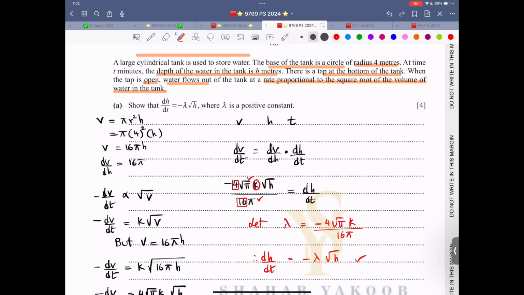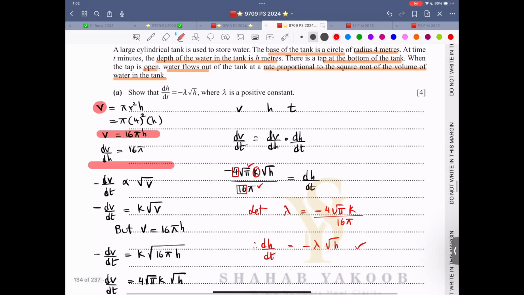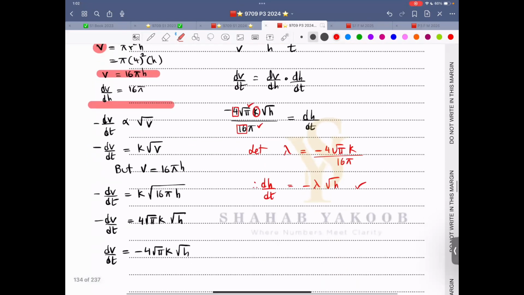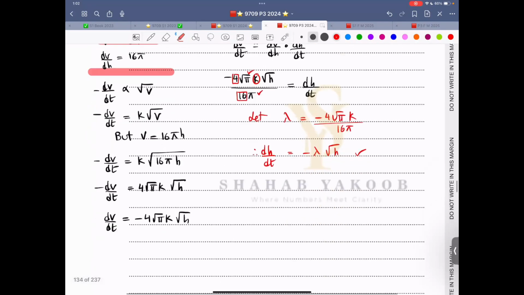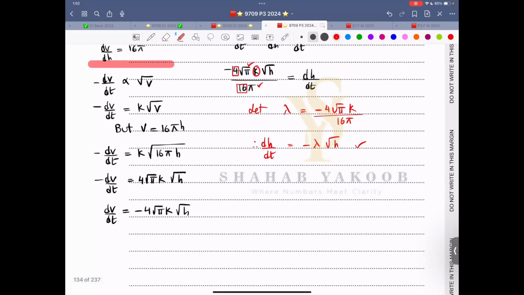Now, first thing first, that is the volume of a cylinder. So volume of a cylinder is pi r squared h, that comes out to be 16 pi h. Therefore, dV by dh is 16 pi. That is the next thing. So this is step number one. Step number two, that is the rate. The rate is negative. So I can even write it like this.